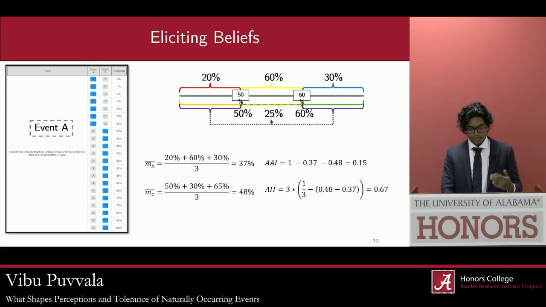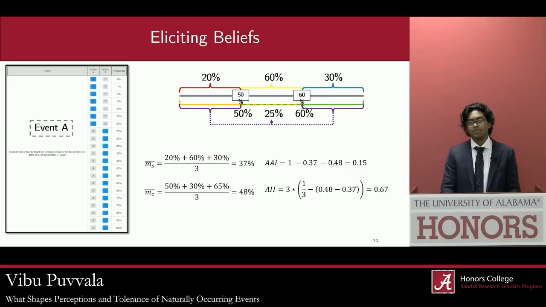Here's an example of how we did this in our study. In our question regarding Chinese tariffs, we split the probability space into the tariff rate being under 50%, between 50 and 60%, and greater than 60%. An example respondent may place a 20% weight on the probability being less than 50%, a 60% probability on it being between 50 and 60, and a 30% weight on it being greater. And the compound weights are listed below.